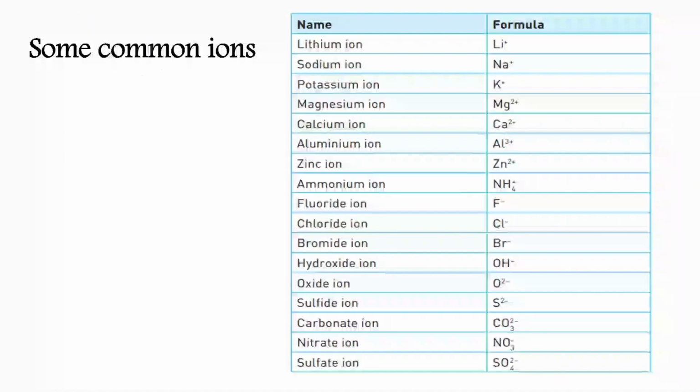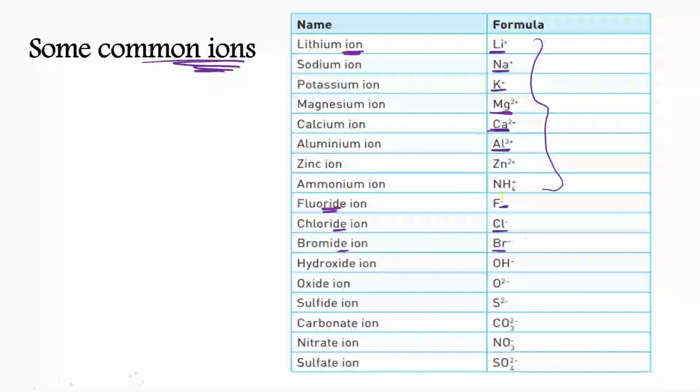Here we have a table for some common ions. Like lithium, lithium loses 1 electron and it has 1 positive charge. Sodium as well, potassium. Magnesium tends to lose 2 electrons, as well as calcium. Aluminum tends to lose 3 electrons. These are examples of some positive ions. Here the fluoride ion, the chloride and bromide and so on. They tend to gain electrons when they are involved in chemical reactions. Bromine forms the bromide ion, chlorine forms the chloride ion, and so on.